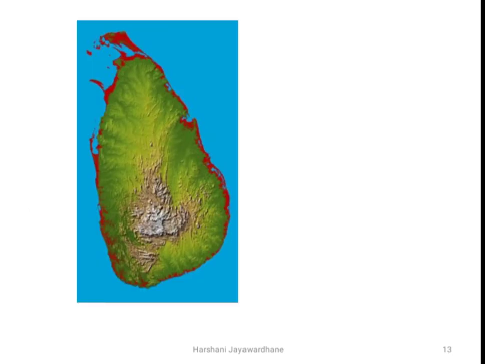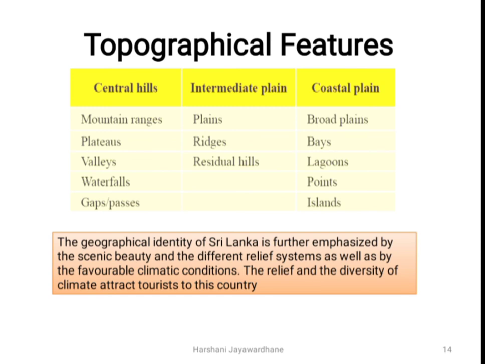Let's see this picture. The green colored one is the intermediate, the red colored one is the coastal, and the middle one is the mountainous area. If you see a cross section of our country, you can see the difference. These are the topographical features of these areas. In the central hills, the mountainous areas, there are mountain ranges, plateaus, valleys, waterfalls, gaps and passes. In the intermediate plain you can see plains, ridges and residual hills. And in the coastal plain you can see broad plains, bays, lagoons, points and islands.